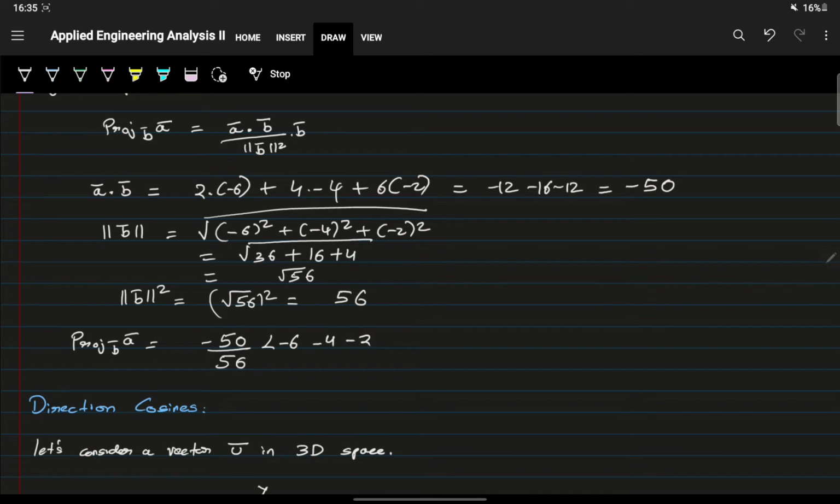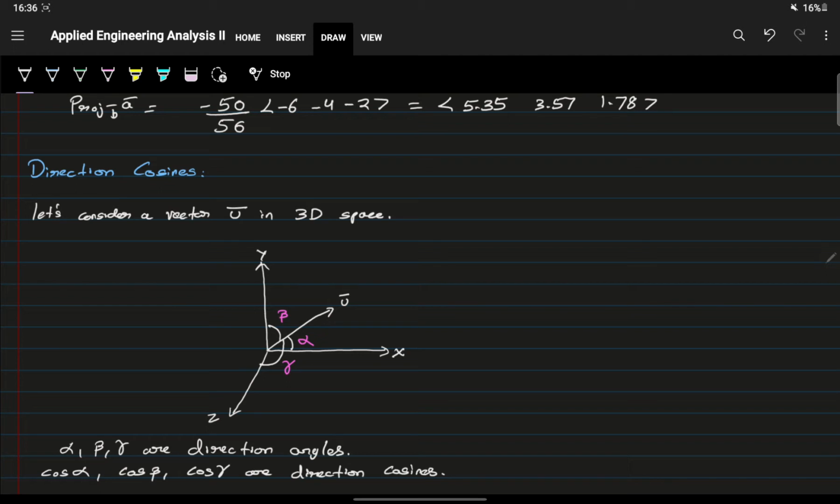6 minus 4 minus 2. We're doing some math, we get 5.35, 0.57, 58, because we're doing a constant times a vector. So just multiply each element with the constant.